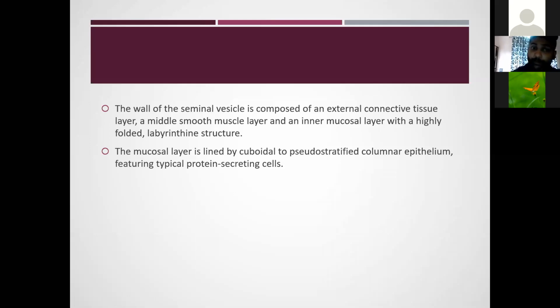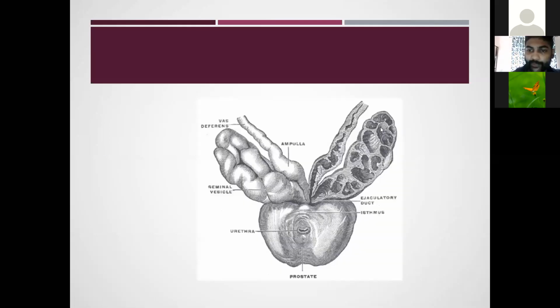So the wall of the seminal vesicle is composed of an external connective tissue layer, then a middle smooth muscle layer, and an inner mucosal layer, which is highly folded. It is labyrinthine, a maze-like structure. You can see in the picture, it is like a maze.